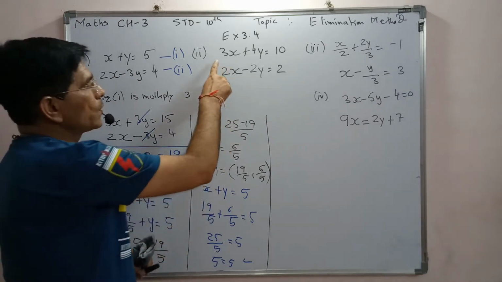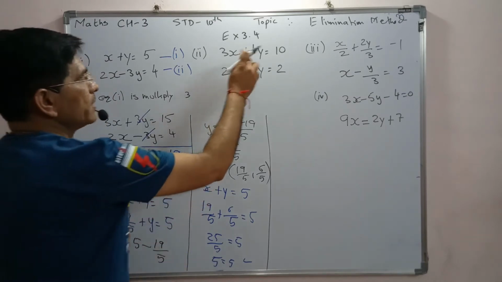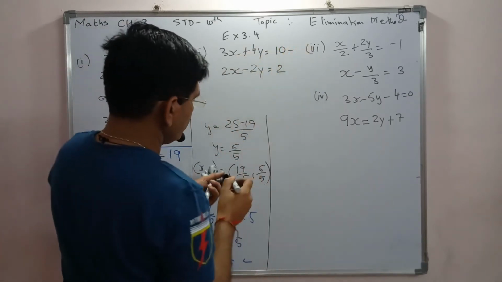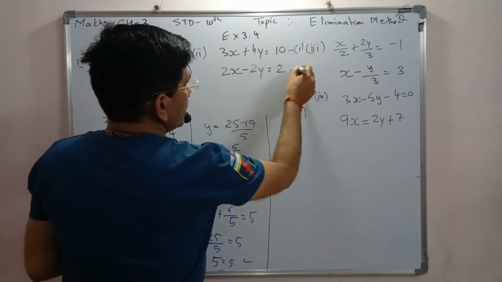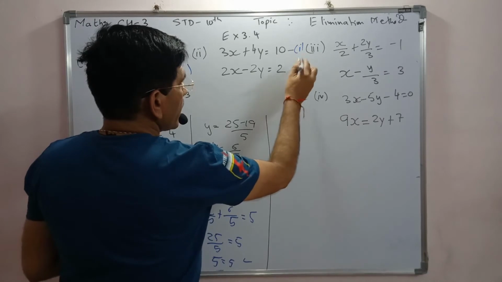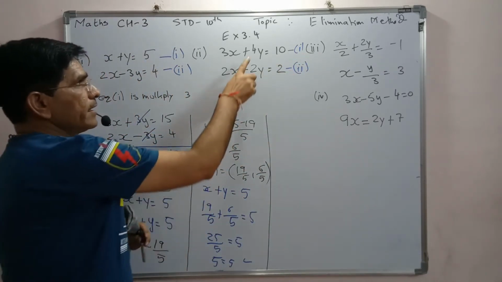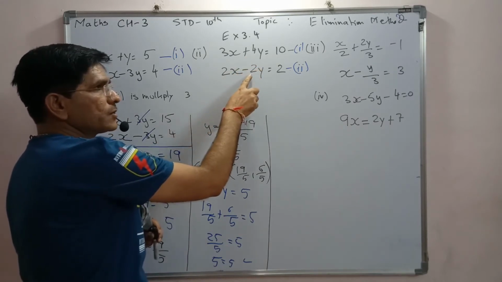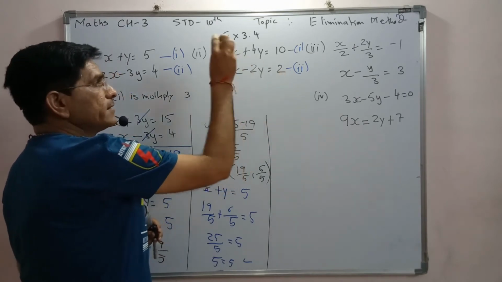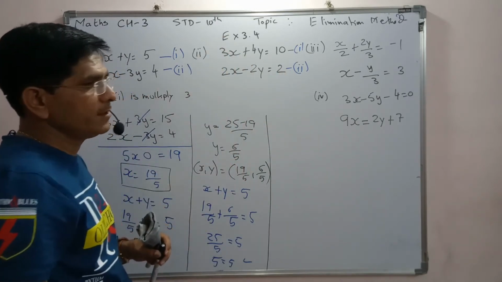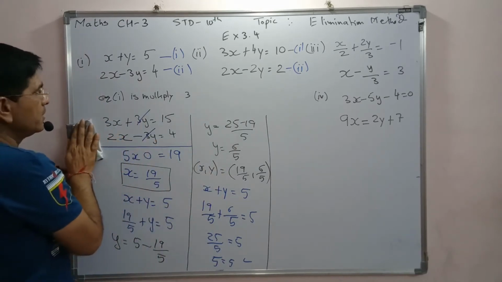Now we can do question number 2. Here it is equation number 1 and equation number 2. Now if you look properly, you will see that here it is 4y and here it is minus 4y. So if I multiply this equation by 2, then it is easy to simplify.